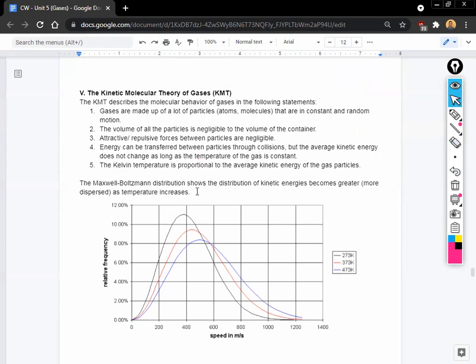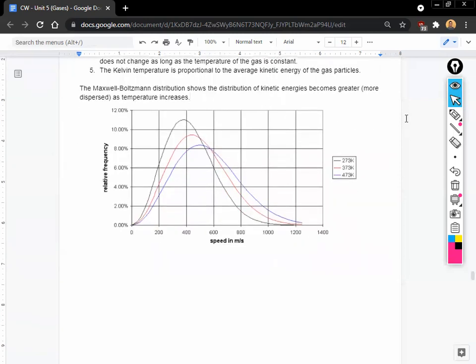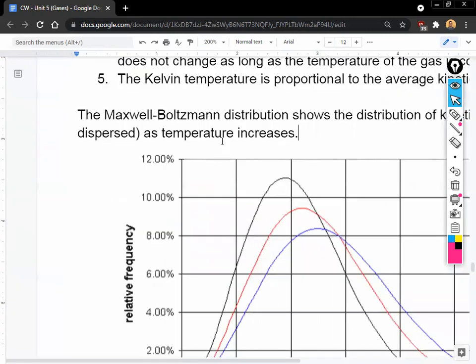All right. So this little graph right here is called the Maxwell-Boltzmann distribution. And basically all it's telling you is the kinetic energy. Kinetic energy is how much energy something that's moving has. It becomes greater as the temperature increases. So I'm going to zoom in a little bit.